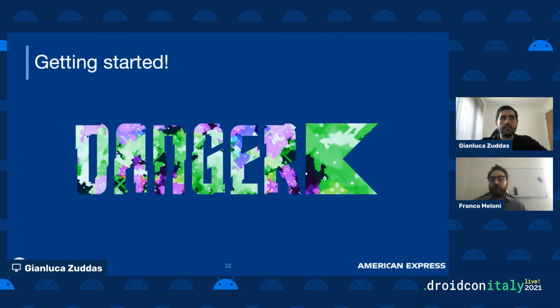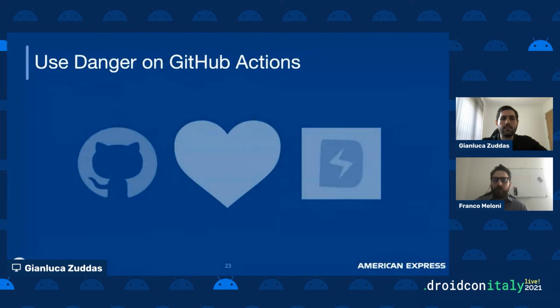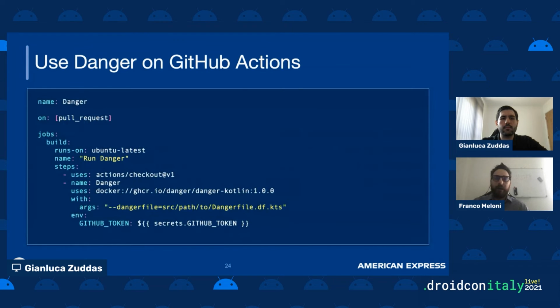All right, so now we will go through how we can set up and install Dangerjs in our CI and our machines. First of all, the easiest way is probably to use GitHub Actions. And so you can use a YAML like the one in the slide, which automatically pulls the pre-built Docker image that contains Dangerjs Kotlin and runs it in your PR.